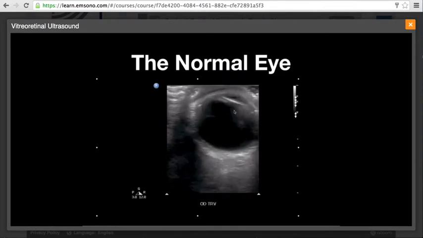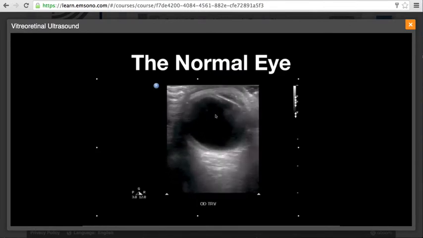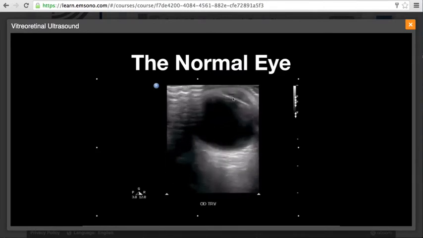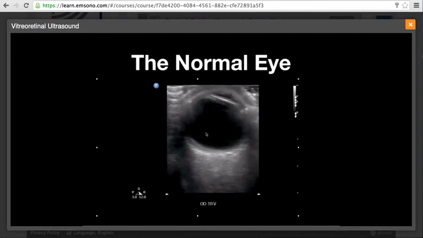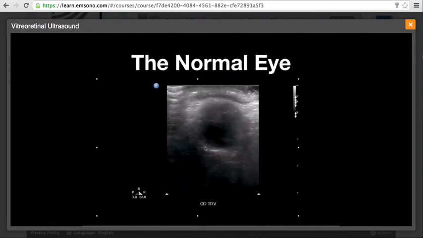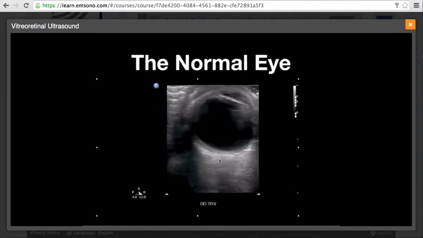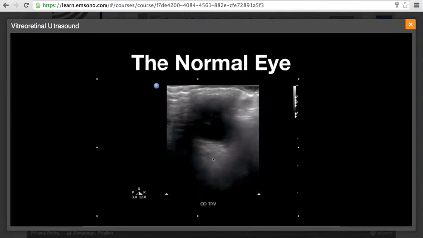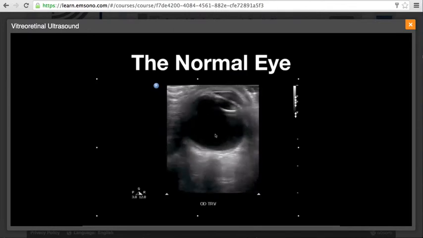Here's a video sweep through the eye in the transverse plane. Again, you can see the anterior chamber, the lens, the posterior chamber, and intermittently as you sweep through it, you can see the optic nerve in the back right here. Note that the posterior chamber is anechoic.